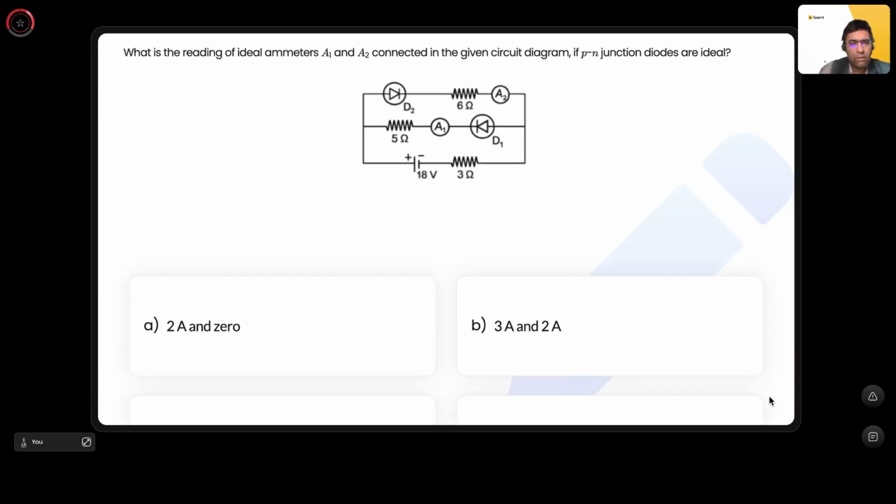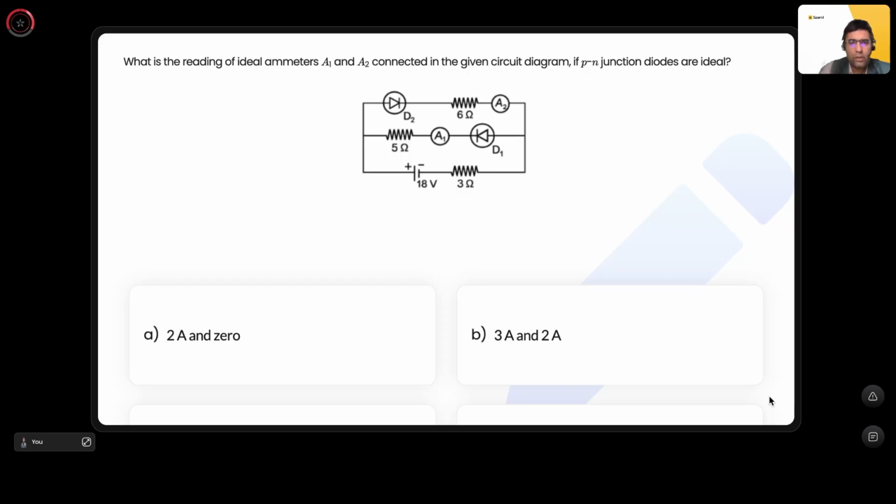What is the reading of ideal ammeters A1 and A2 connected in the circuit diagram if p-n junction diodes are ideal? So we have to find the reading of the ammeter. Again we have to identify which one will be reverse biased or which one will be forward biased. We can see that diode D1 will be reverse biased, because it will have a lower potential over here and higher potential over here, and D2 will be forward biased. Okay, so the current will flow like this.